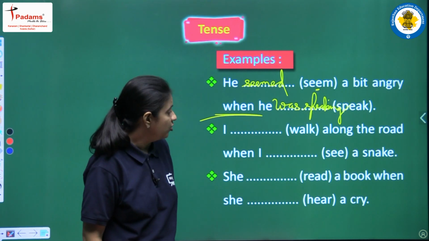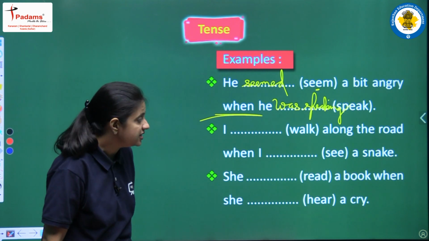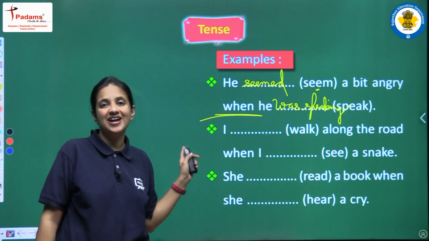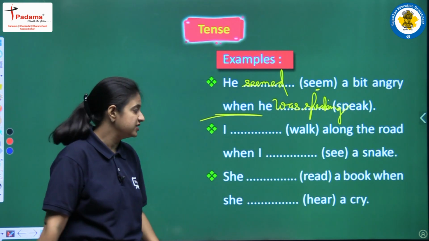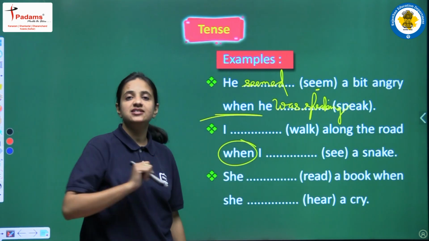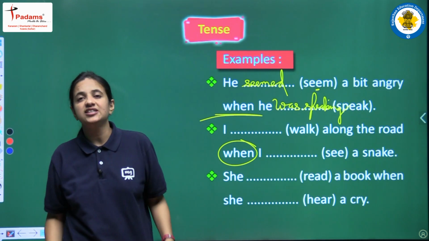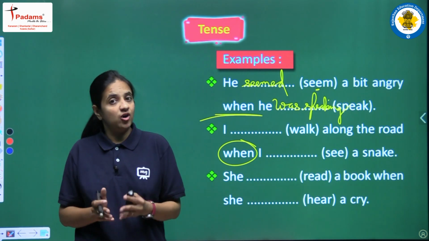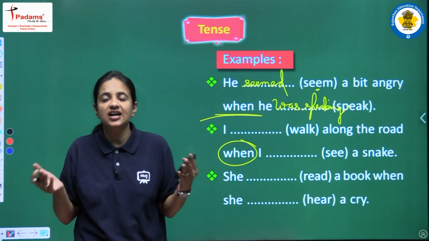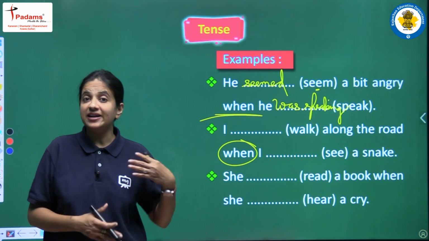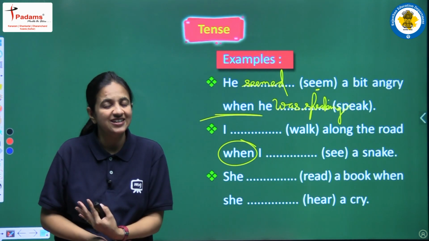I walk along the road when I see a snake. Again we have a sentence in which we have two clauses and we have when as a conjunction. Okay, so you have to read the sentence very carefully and observe very well how many clauses there are, what kind of sentence it is, what the pattern of the sentence is, what the structure of the sentence is.